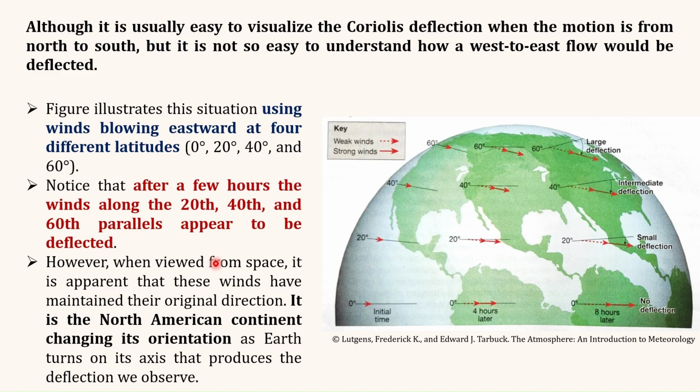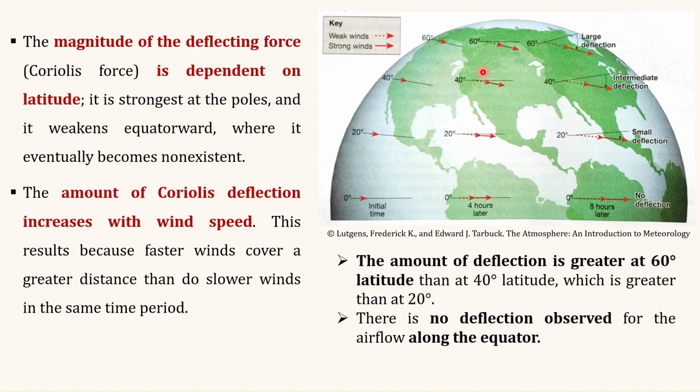However, when viewed from space, it is apparent that these winds have maintained their original direction. It is the North American continent which changed its orientation as Earth turns on its axis, and this produces the deflection we observe. So, in west to east flow, the magnitude of the deflecting force is dependent on the latitude. As we can see, the amount of deflection is greater at 60° latitude than at 40° latitude, and it is greater than at 20°. And there is no deflection observed for the airflow along the equator.